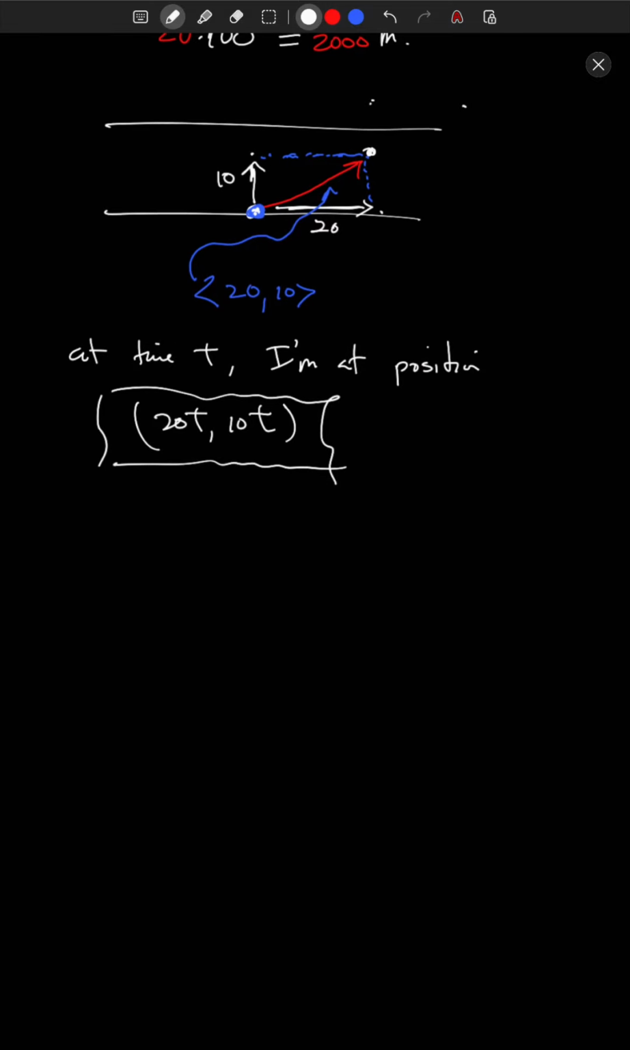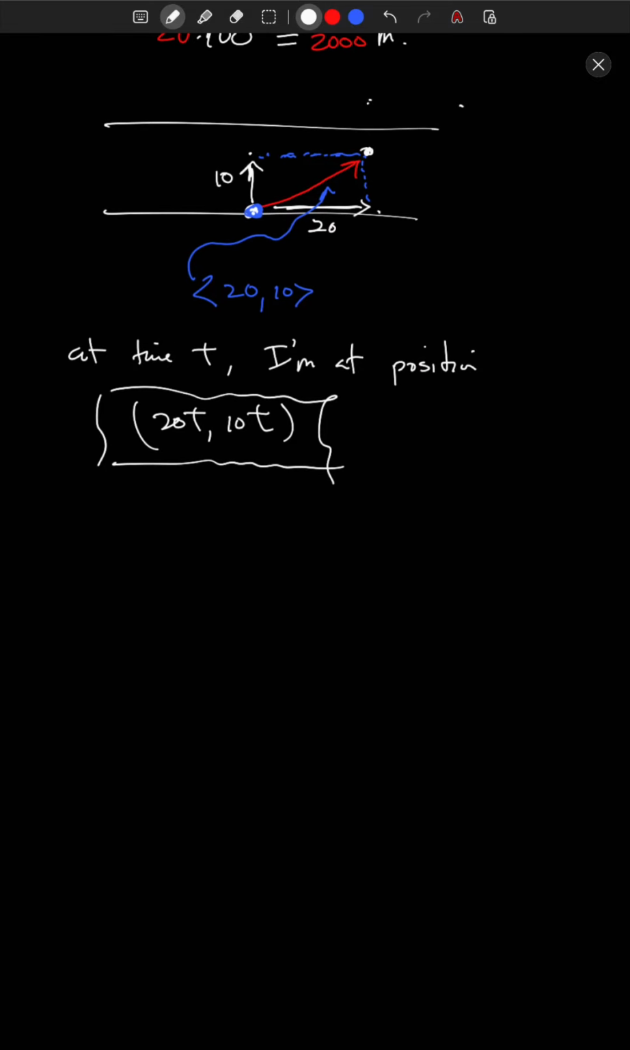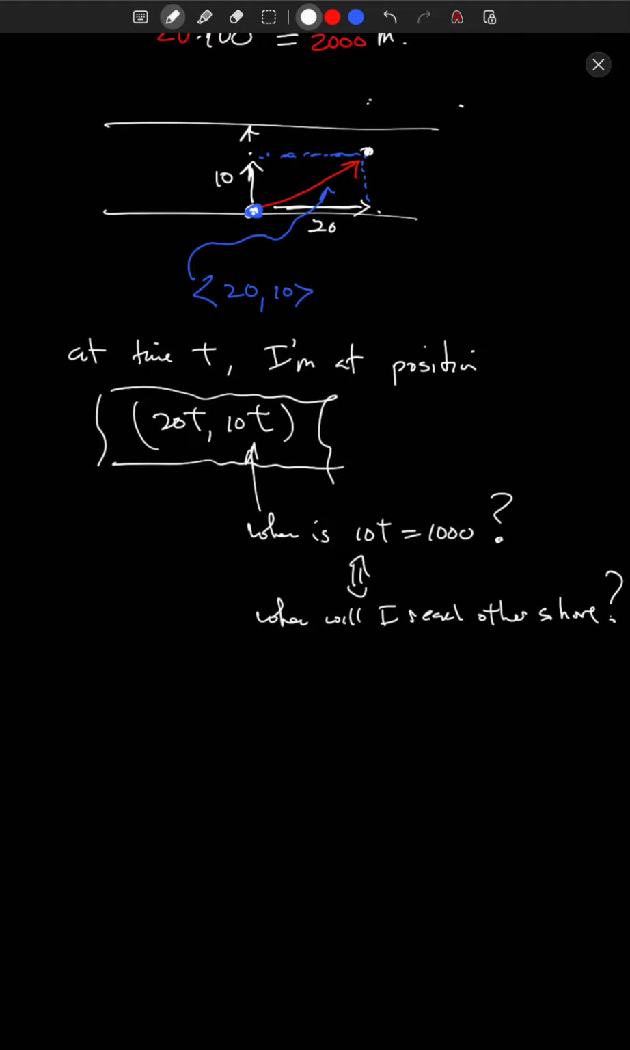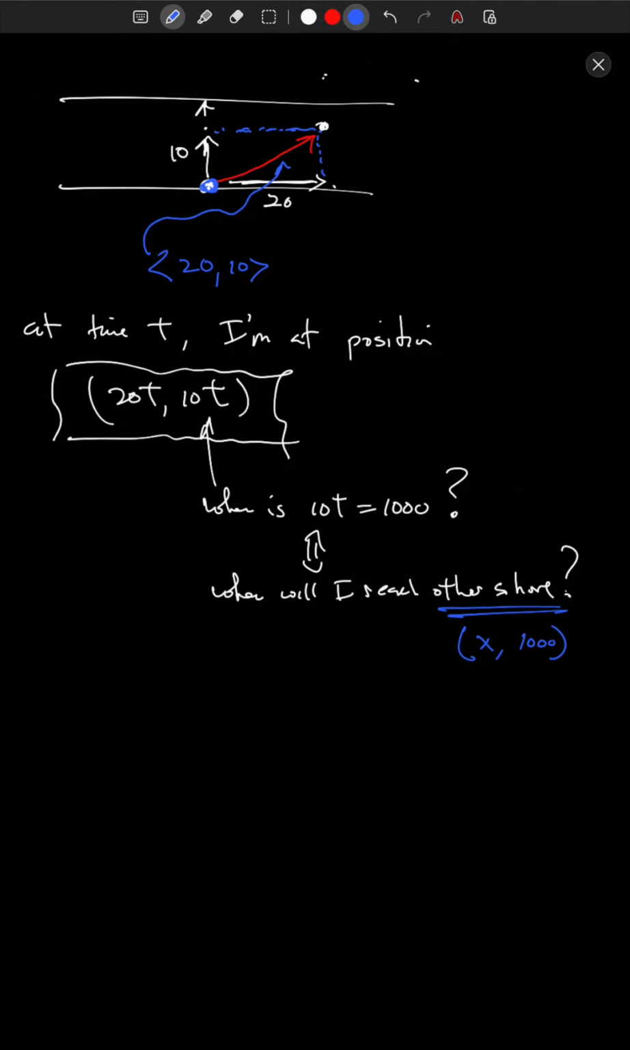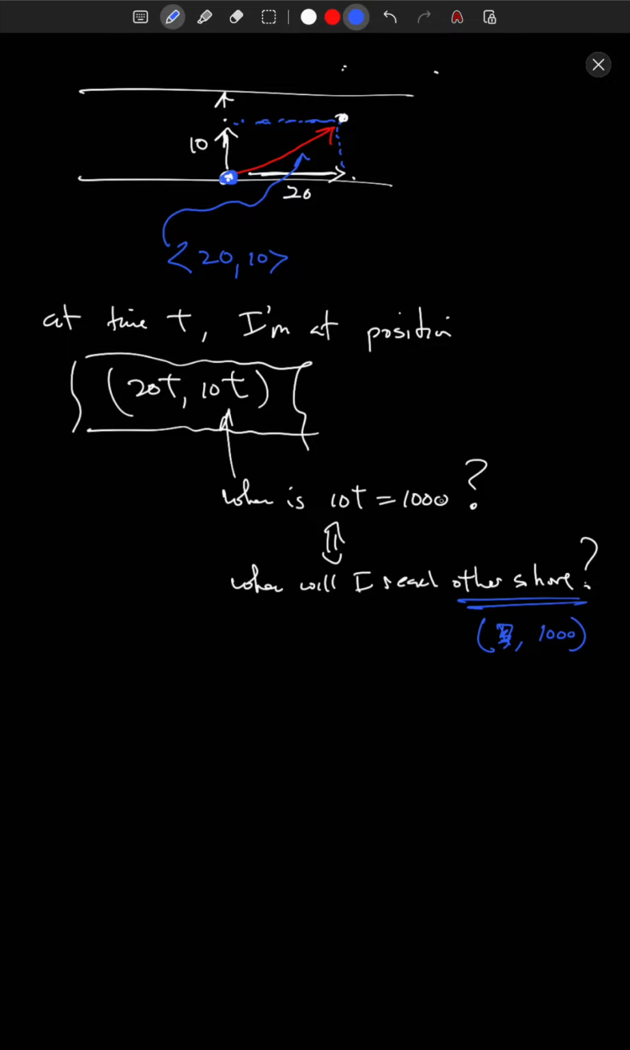All right. So we can actually answer the questions from here. How long does it take me to reach the other shore? Well, that would be asking when is 10t equal to 1,000, right? That's the same as asking when will I reach the other shore, right? Because the other shore is at position 1,000, in terms of the y position. And anything can be the x position, right? So it's asking when 10t is equal to 1,000. And of course, that means t equals 100.